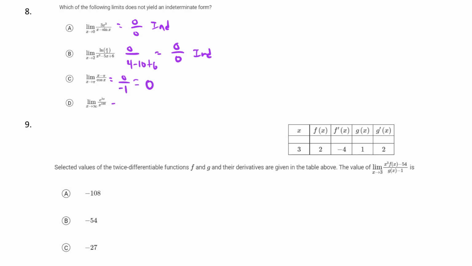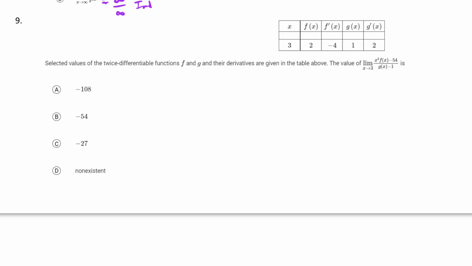Let's double check the last one. I will plug in infinity. I'll get infinity over infinity. That's indeterminate. So the answer choice here is C. That is an actual limit, and we don't get an indeterminate form. All right, so I just used direct substitution there. Okay, moving on to the next one.